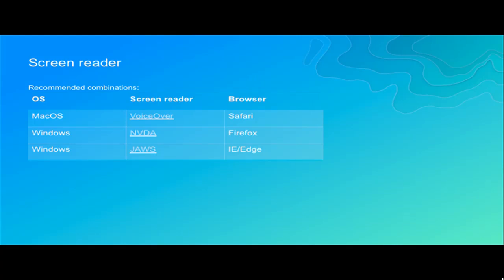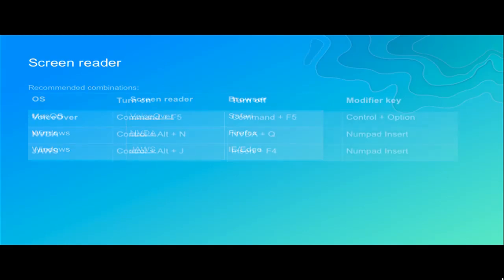And then for the screen reader test, here are the recommended combinations from a number of user surveys. On Mac OS, you have the built-in screen reader called VoiceOver. VoiceOver works best with Safari. On Windows, you have NVDA, which is free. You can use it with Firefox to get the best results. Traditionally, there's JAWS that you can use with IE and Edge. JAWS is not free, so you have to pay for the license.